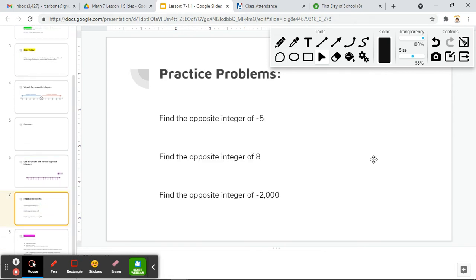Okay, a couple more slides here. We got some practice problems. We want to find the opposite integer of -5, the opposite integer of 8, and the opposite integer of -2,000. So go ahead and pause this video and try that out on your own. All right, if you've been checking through here, the opposite integer of -5 would of course be +5. The opposite integer of +8 would be -8. And the opposite integer of -2,000 would also be +2,000.